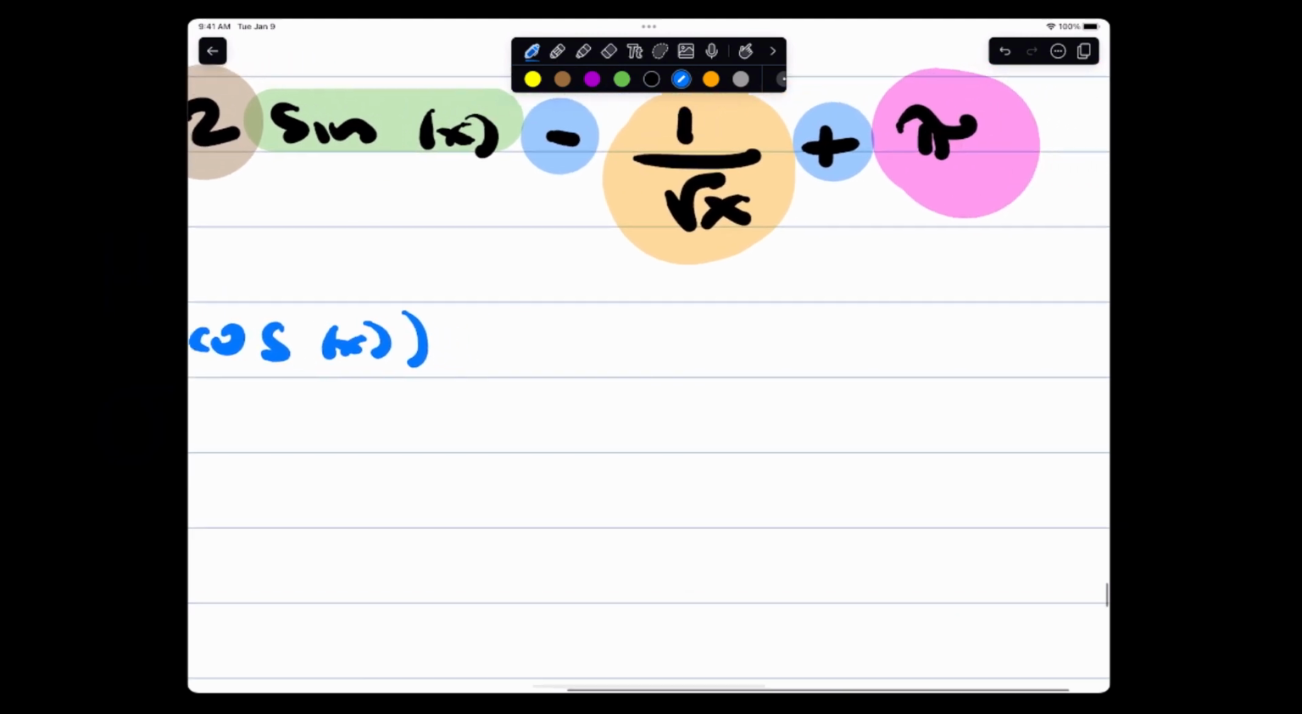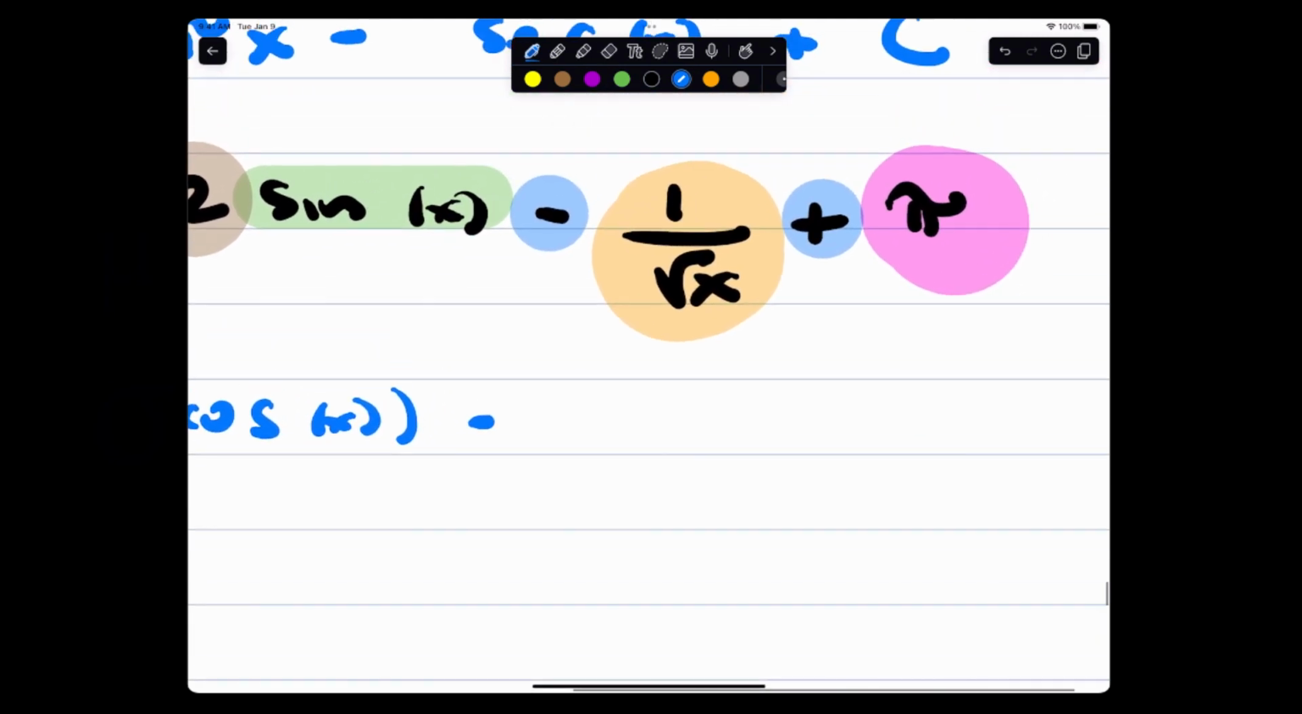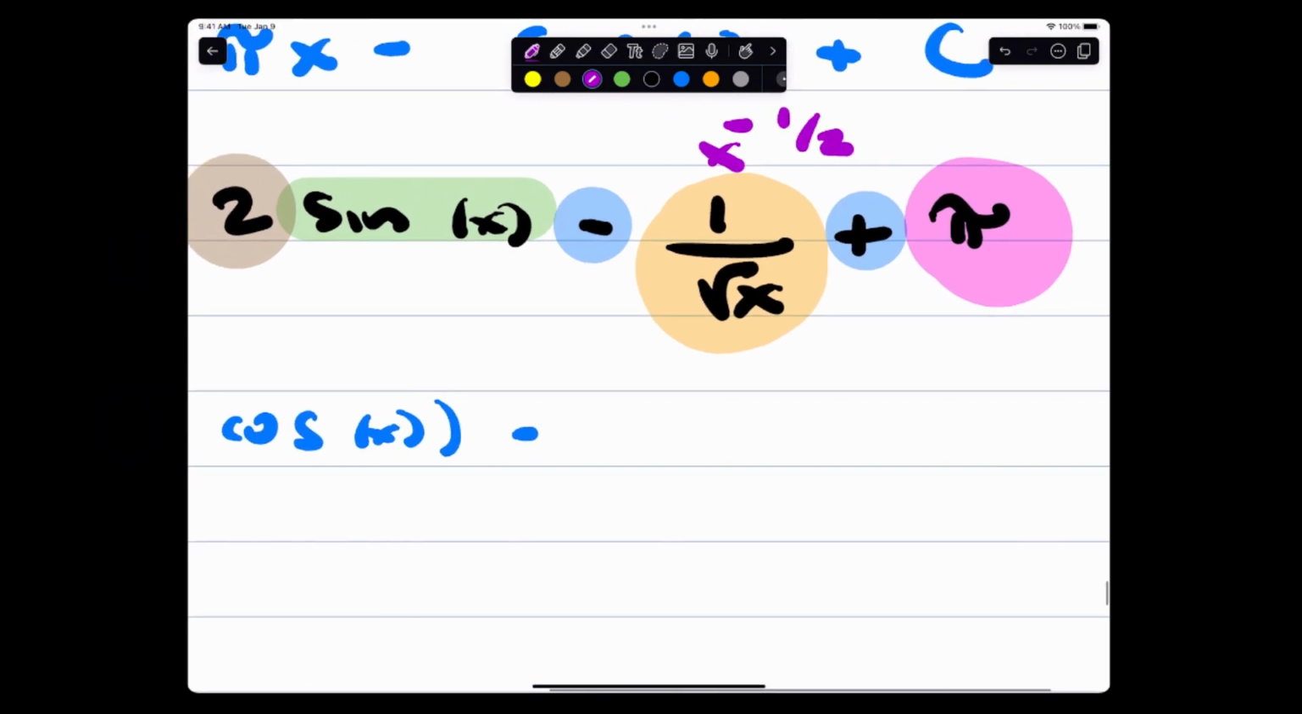Okay. And then you say, uh-oh, what is this? I'm going to have to rewrite this, right? This is going to be x to the minus what? 1/2 power. Is that true? So why do you guys think I wanted to rewrite that as x to the minus 1/2?